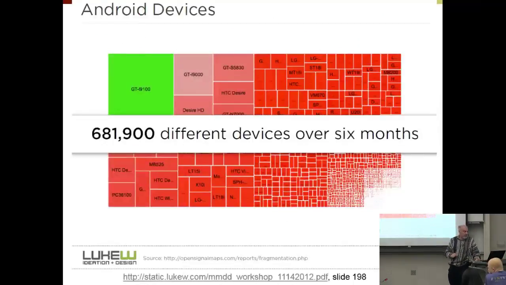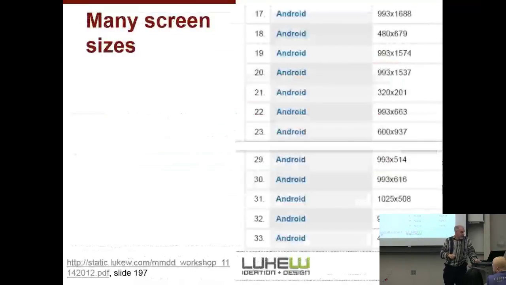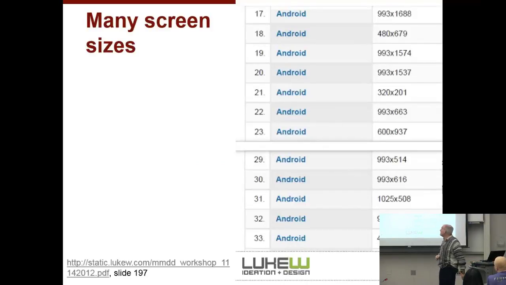It turns out there are an amazing number of Android screen sizes. And this is a graphic to try and emphasize the enormous number of different devices and their market share over some period of time. 682,000 different Android devices that are on the market at the same time. And there are equally a large number of screen sizes. So, who would design a screen that's 993 by 1688? Why would they do that? Who knows? But it is a screen size that's on some kind of Android devices.